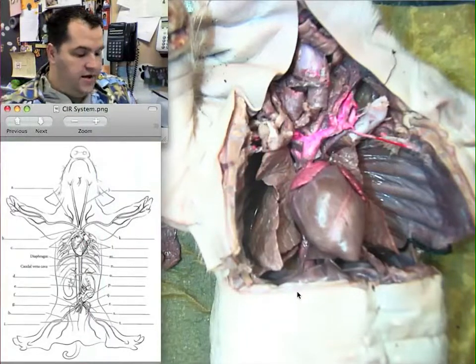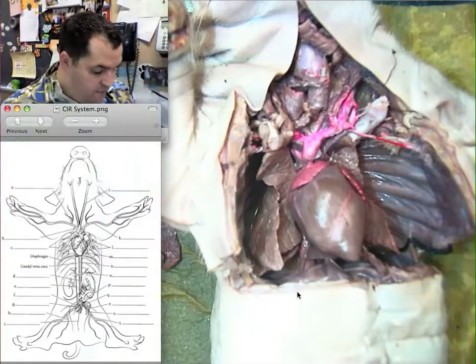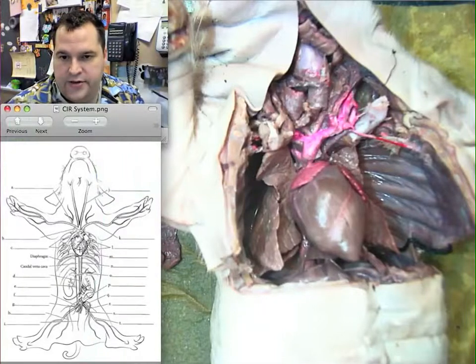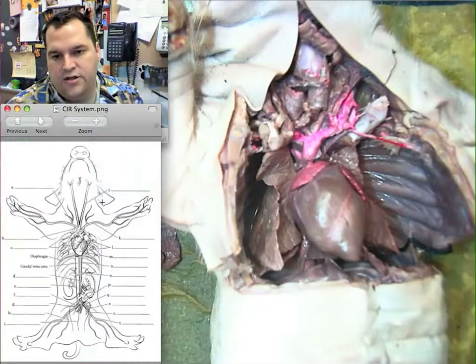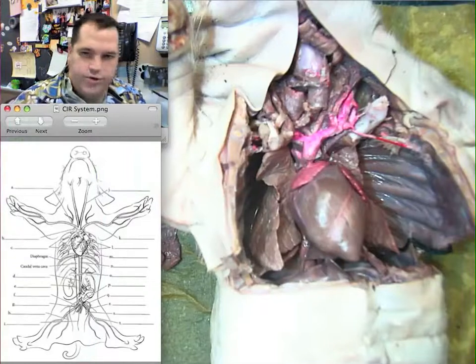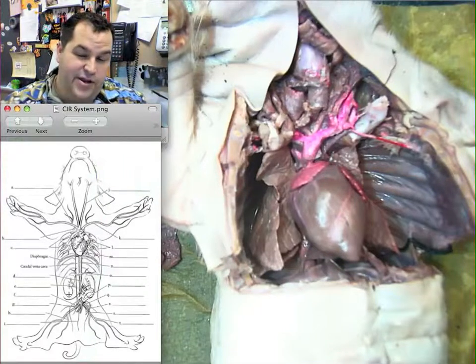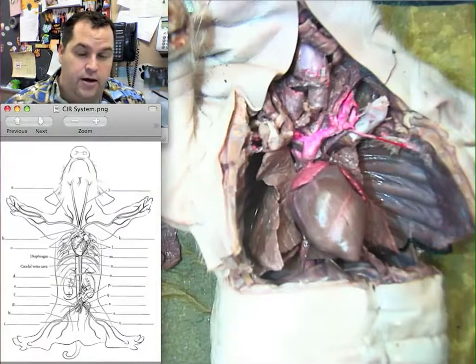We can see here clearly that we have the heart in the center, and we have all of the arterial structures and the vein structures. Again, I'm not really that concerned with us knowing all of those.